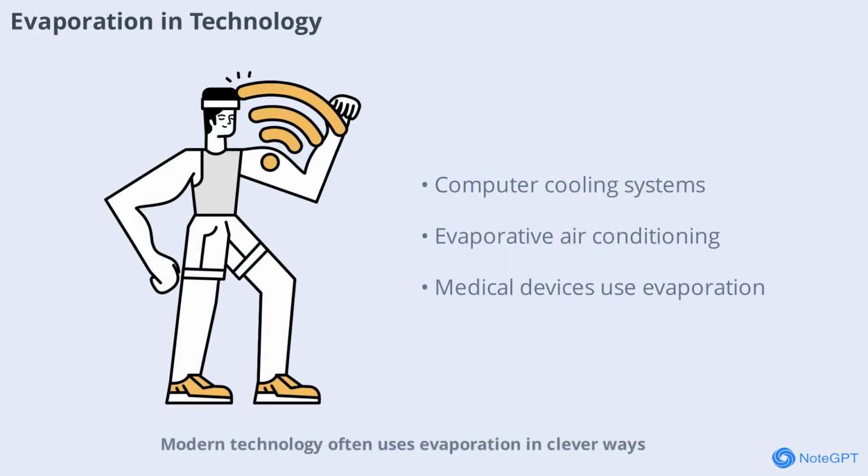Modern technology often uses evaporation in clever ways. Cooling systems in computers and power plants rely on evaporation to remove excess heat. Some air conditioning units use evaporative cooling to keep buildings comfortable. Even certain medical devices use evaporation to deliver medicine or maintain sterile conditions. Technology harnesses evaporation to solve everyday challenges.